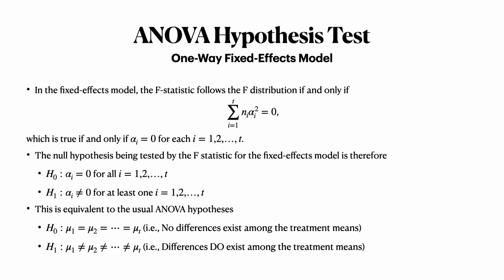This implies that the null hypothesis being tested by the F statistic for the fixed effects model is that all of the alpha sub i's are equal to 0. The alternative is that at least one of those alpha sub i's is different than 0. Now, this is equivalent to the usual ANOVA hypotheses. The null hypothesis being that mu1, mu2, and so forth up to mu sub t are all equal. In other words, that there are no differences among the treatment means. The alternative would be the opposite of that, that at least one mean is different than the rest.